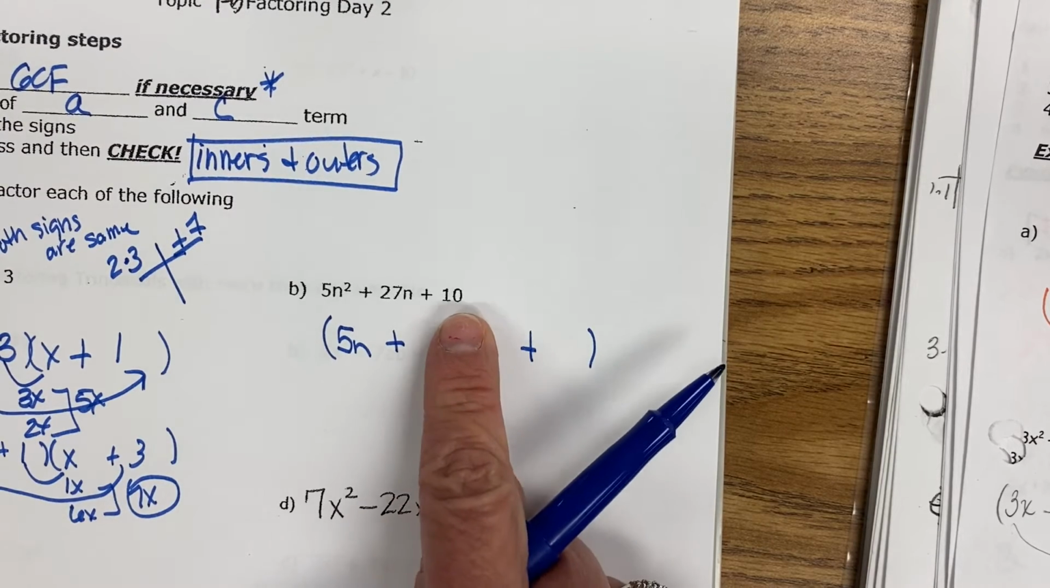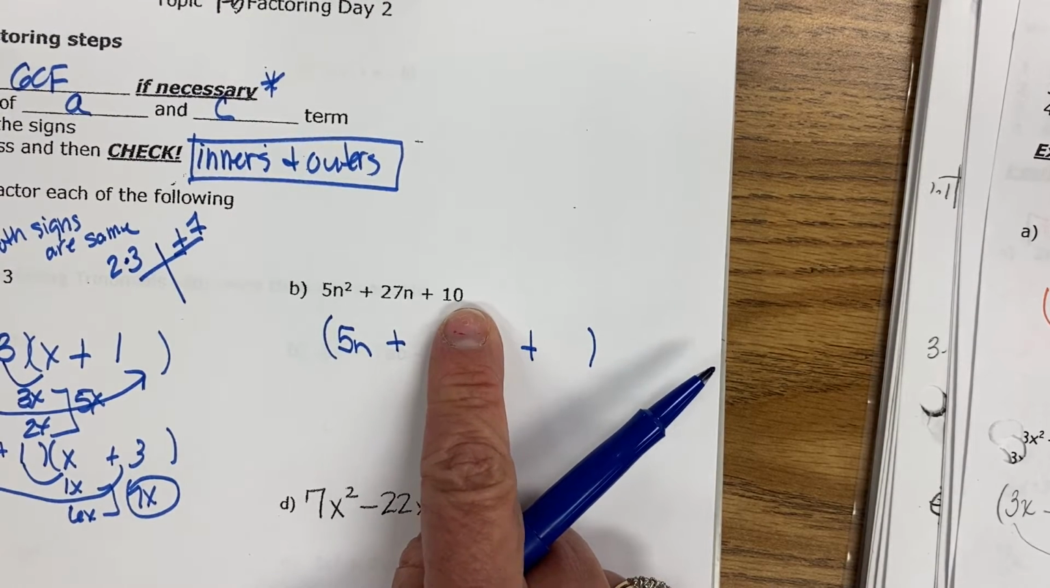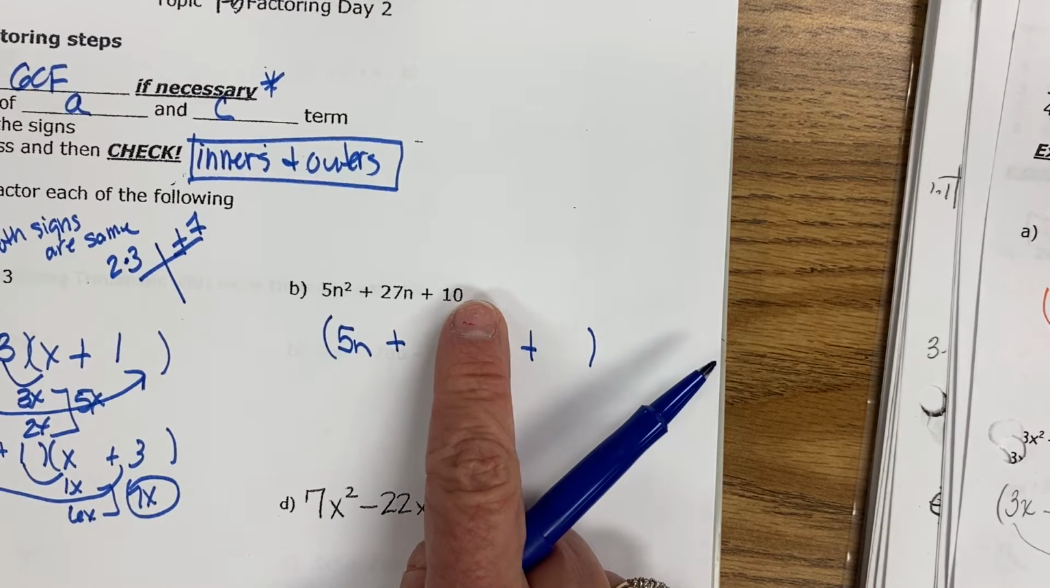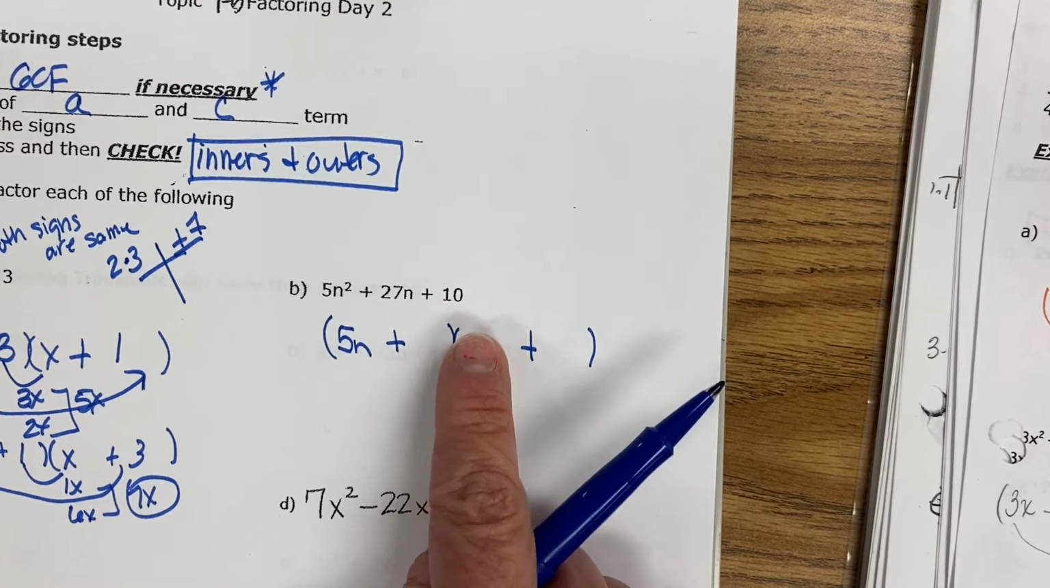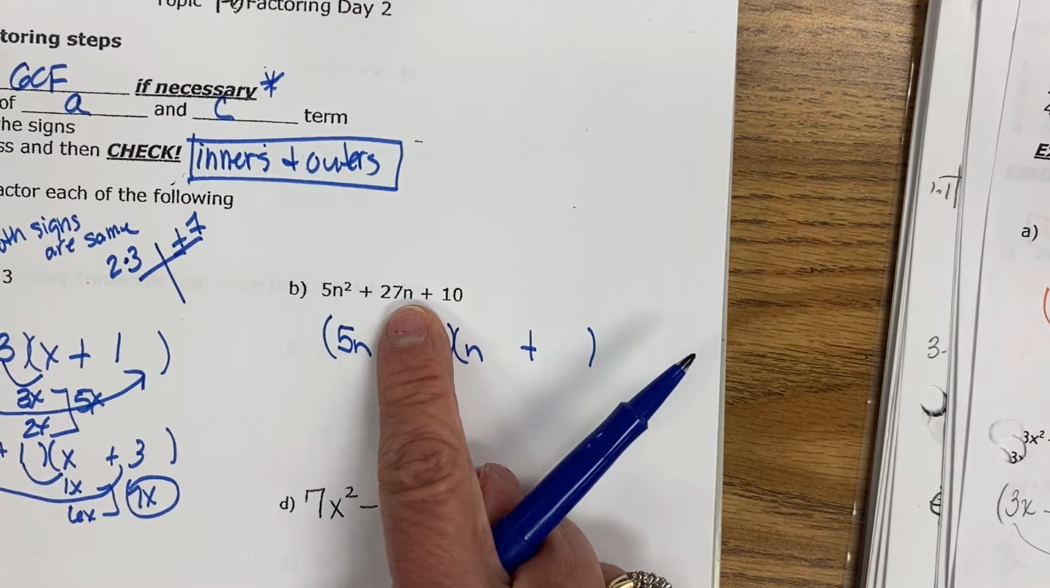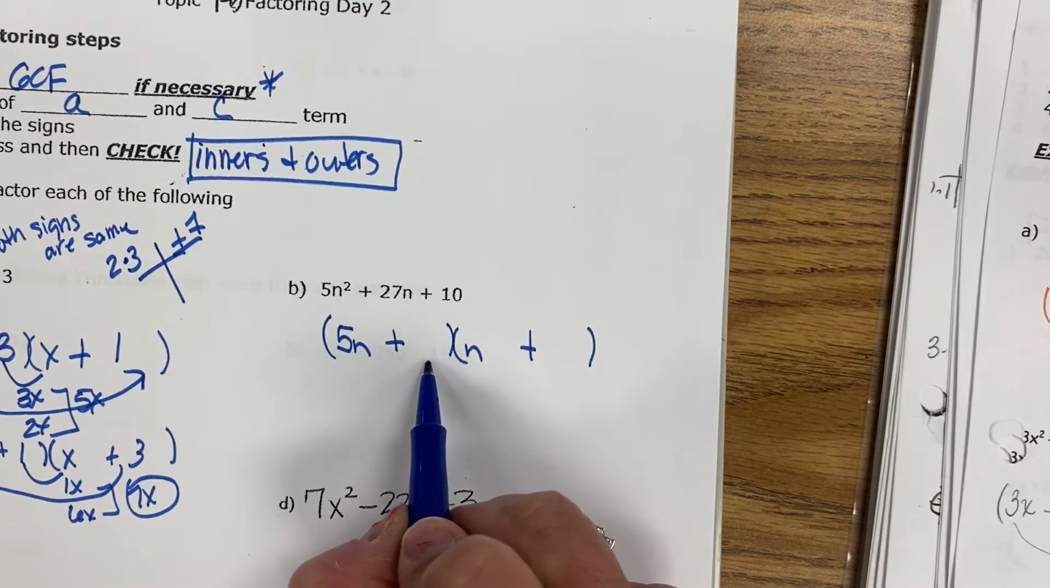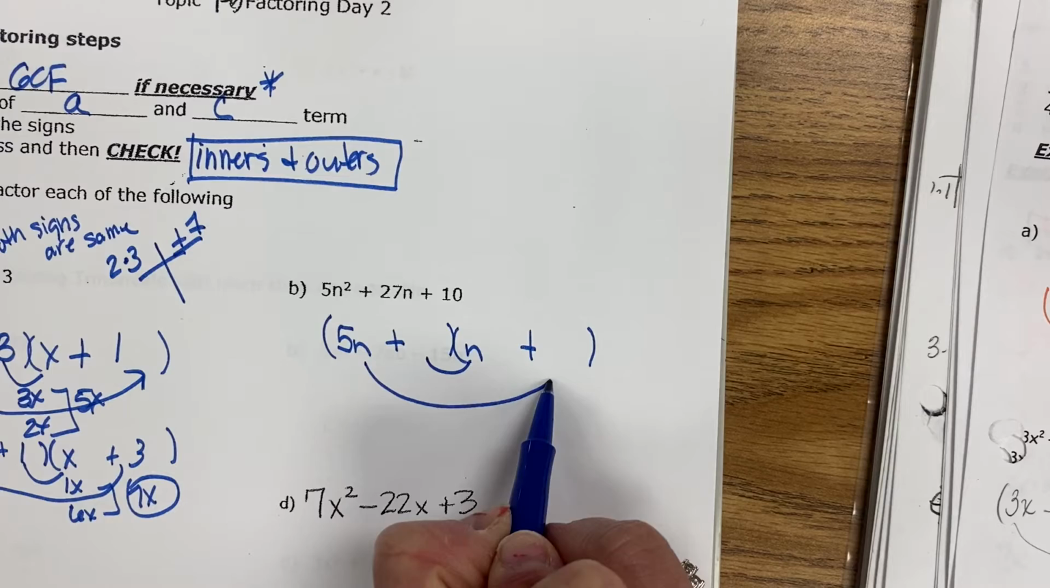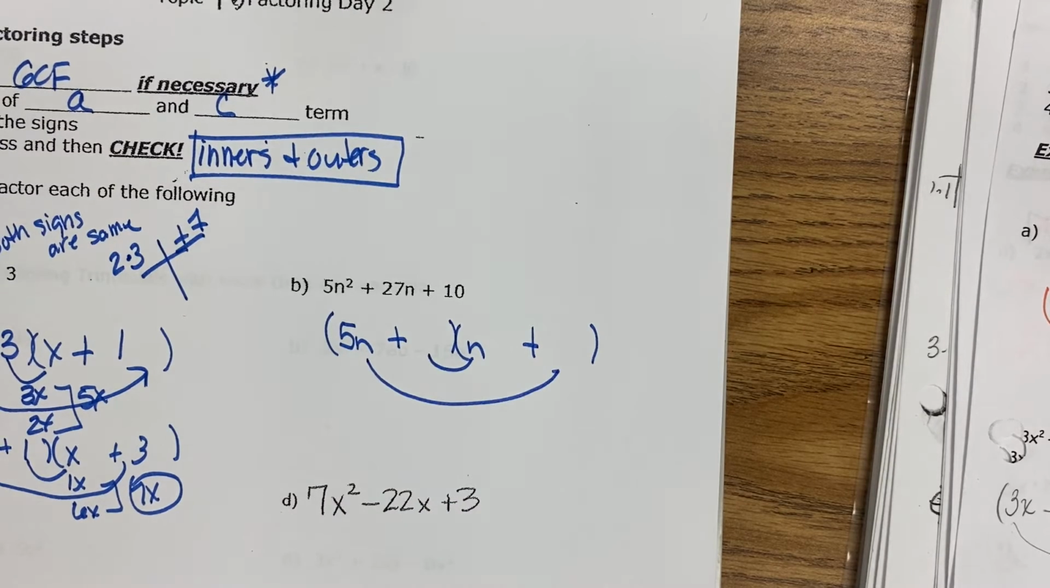So then I'm looking for two numbers that I multiply together that are going to give me 10. But then I want my inners and my outers to add up to 27n. So from here to here, they have to add up to 27.